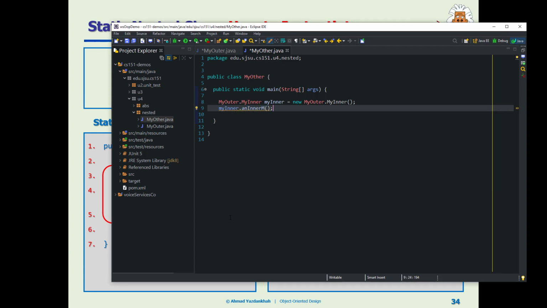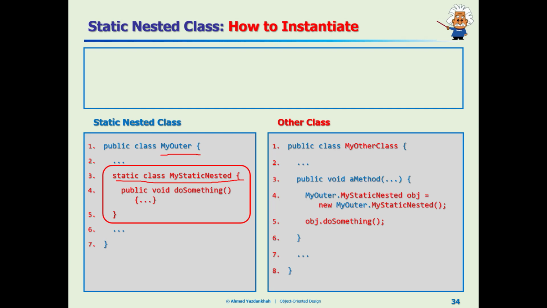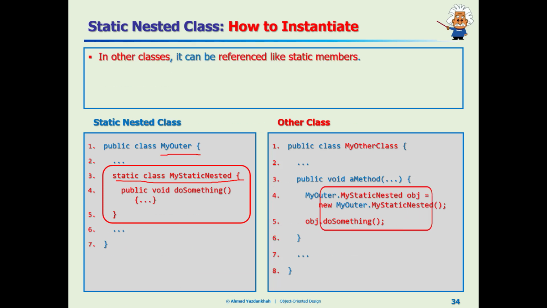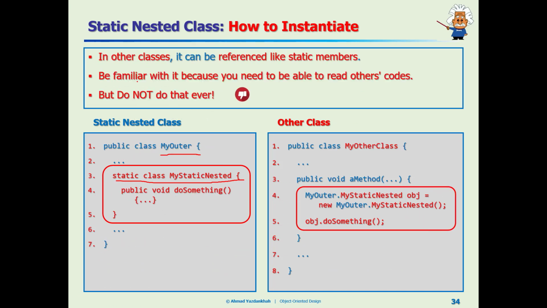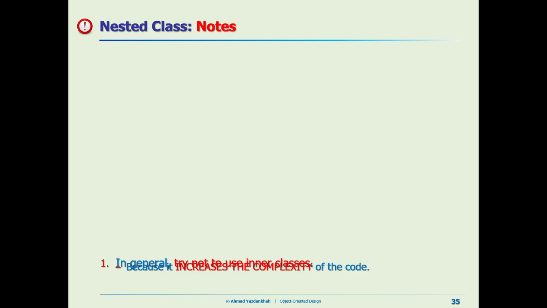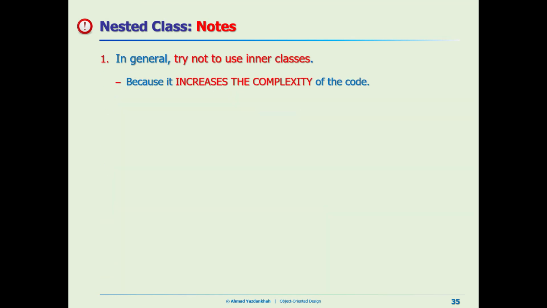So this is the way that we instantiate a static nested class in other classes, and never ever do this, right? You will be arrested if you do this. I just put it here because you need to be familiar with it, because you need to read others' code. Even though I believe nobody is so crazy to do this, this is some option that Java gives us. Let me finish with some notes here.